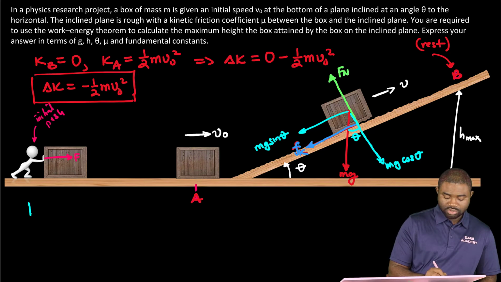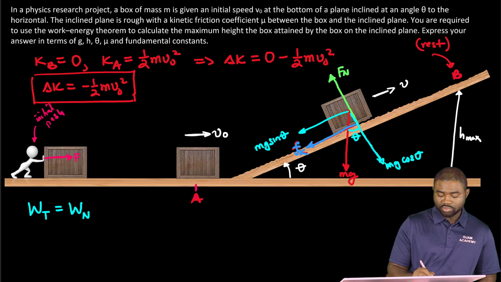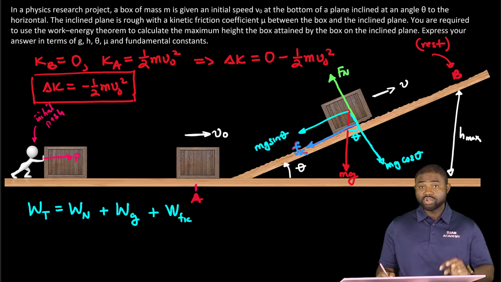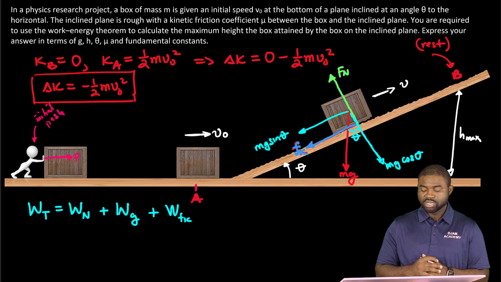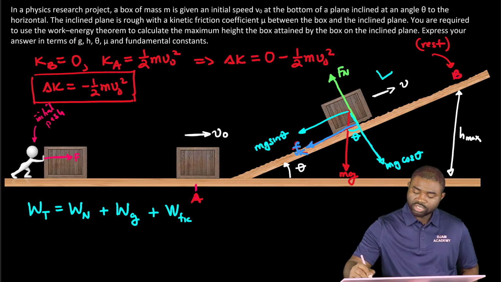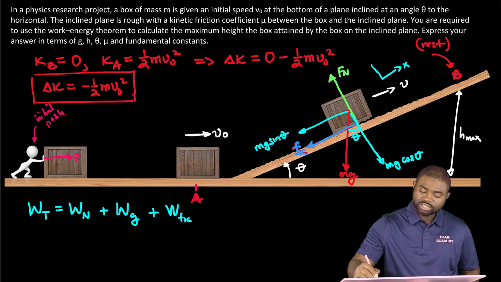Remember that the total work on the box is equal to the work done by the normal force plus the work done by gravity plus the work done by kinetic friction. So we have to calculate the work done by the normal force, the work done by gravity, and we also have to calculate the work done by friction. The box is moving upwards. I'm going to choose my coordinate axis so that it lies along the plane.